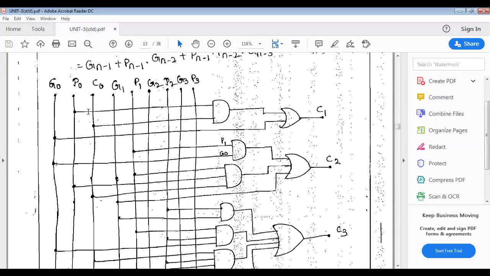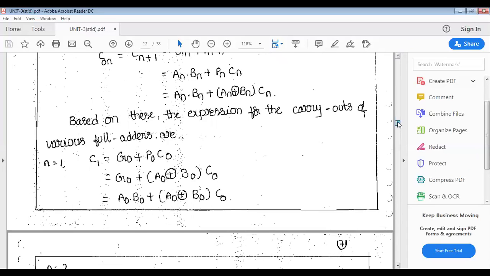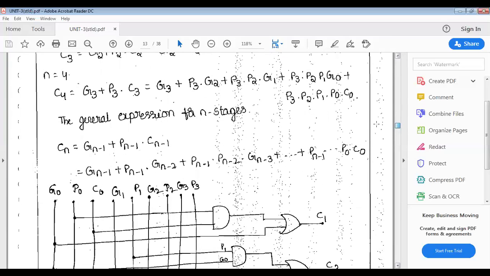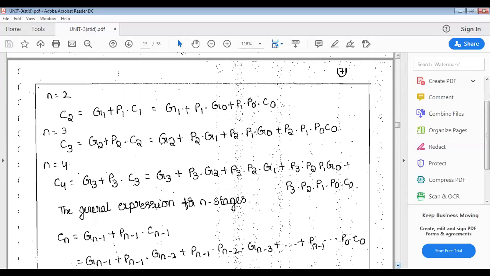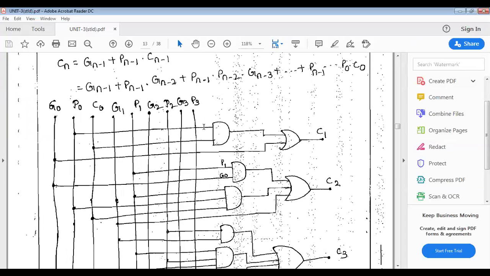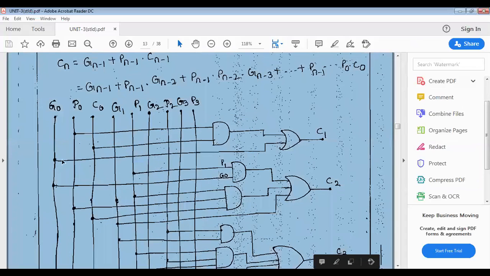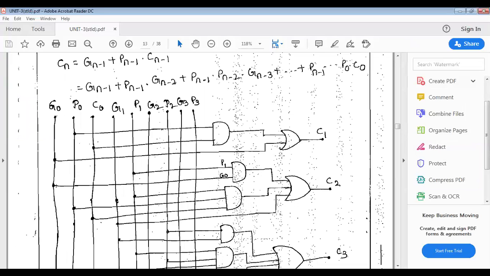See, C1 is equal to G0 plus P0 into C0. See this equation. C1 is equal to G0 plus P0 into C0. Directly you can connect it as P0 and C0 into an AND gate, and G0 is another input of the OR gate. That is C1.